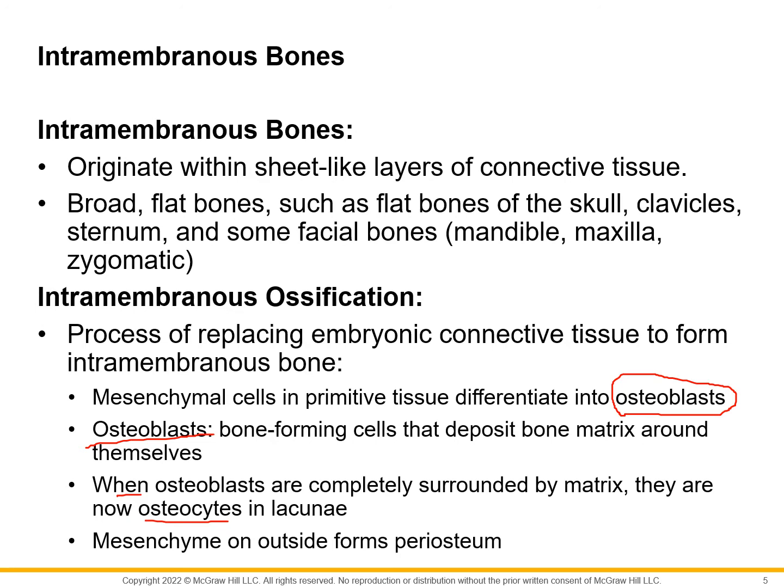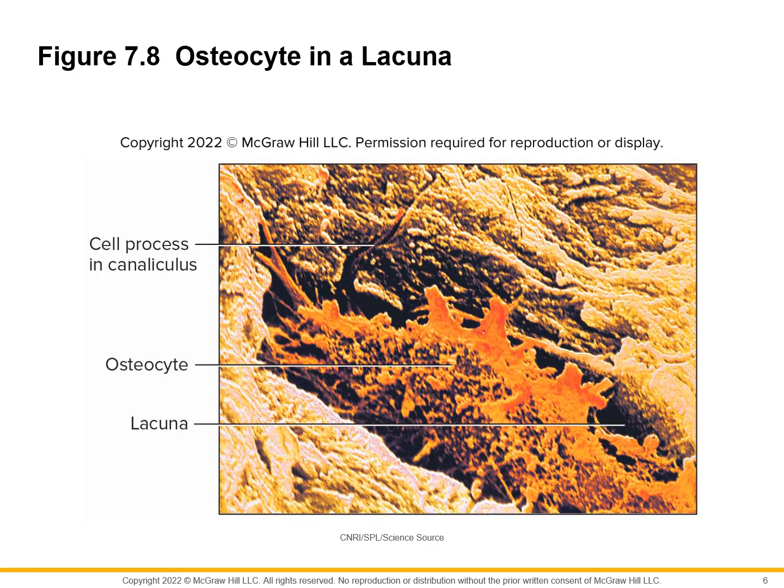As these osteoblasts start changing this intramembranous connective tissue into bone, the mesenchyme on the outside ends up being the periosteum. So this is a little picture of an osteocyte in the lacuna.